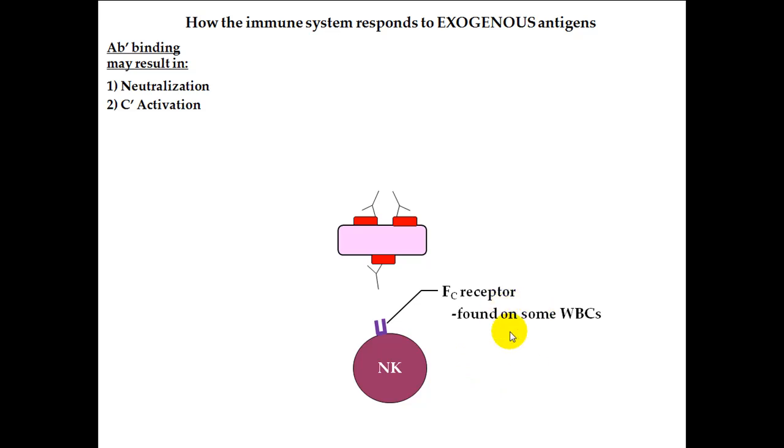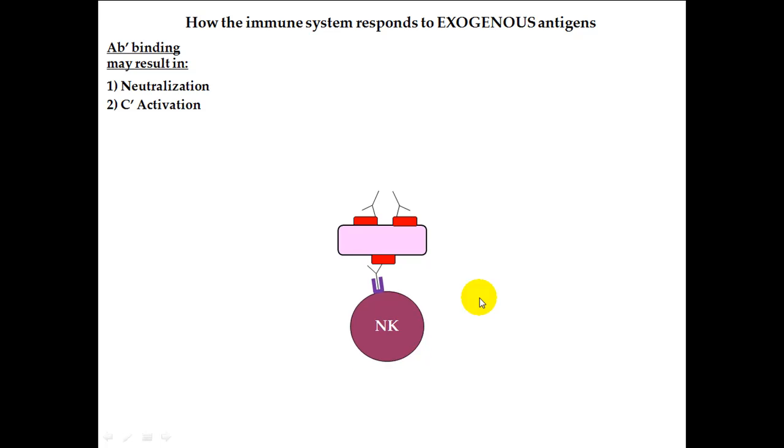Again, you find this Fc receptor on certain white blood cells, including natural killer cells. What the Fc receptor does is allow the white blood cell to bind and respond to antibodies that have bound to an antigen. So here's what that looks like. If a natural killer cell runs across a bacterium that has antibodies coating its surface, because it has an Fc receptor, it's able to bind to that antibody, and that ends up activating that natural killer cell. And an activated natural killer cell can actually release substances that cause lysis of that bacterium.